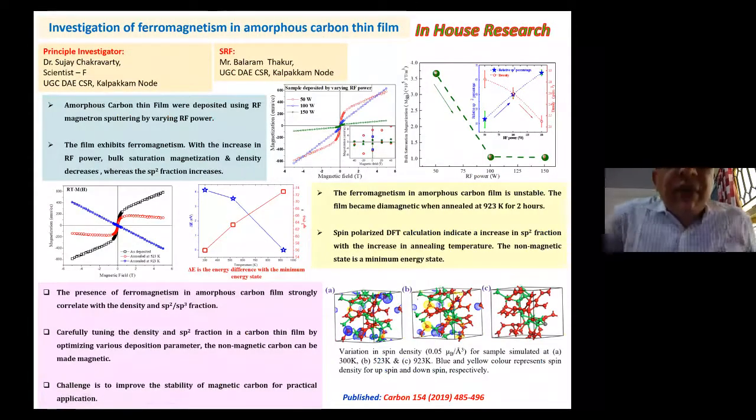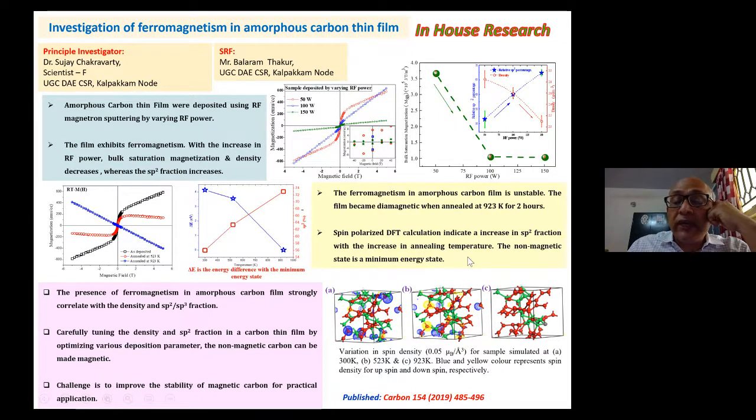This is a kind of in-house research wherein our senior research fellow, Mr. Balram Thakur, has got this publication in the high impact journal Carbon. And here he has tried to explore the origin of magnetism in amorphous carbon thin film. He has also done the DFT calculation for this. And that's what I was mentioning, two, three of our students are now on to computation, which helps them to interpret their experimental results. That has been a very nice thing. And he has got this published in Carbon.